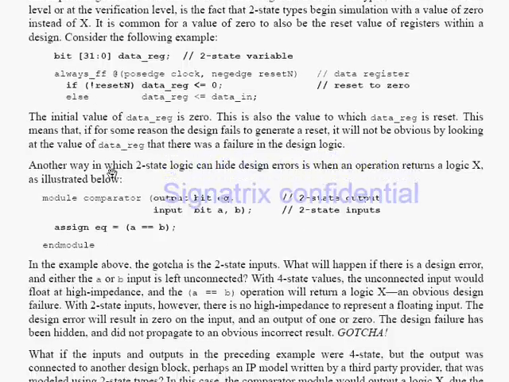Another way in which two-state logic can hide design errors is when the operation returns a logic x. We know that a two-state variable can only have the values 0 and 1. Suppose x is compared with an unknown. It will return either 0 or 1, not x. So how will you find that you have compared with an unknown value? That is the problem they are telling us about.